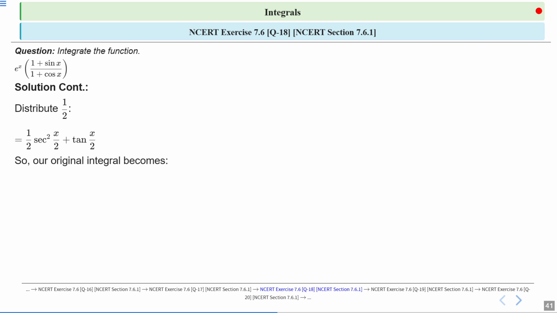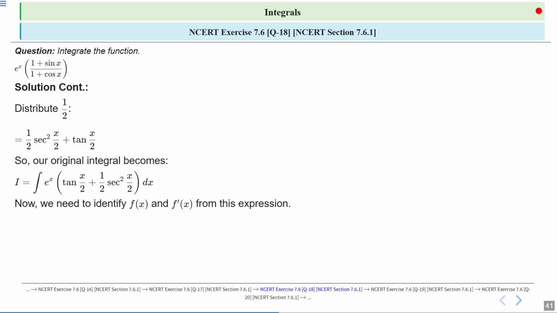Just distribute 1 by 2. So the original integral becomes the integral of e^x into tan(x/2) by 2 plus 1 by 2 sec square x by 2. We separate it into two terms. Now we have to find f(x) and f'(x). Identify which function is f(x) and which function is f'(x).